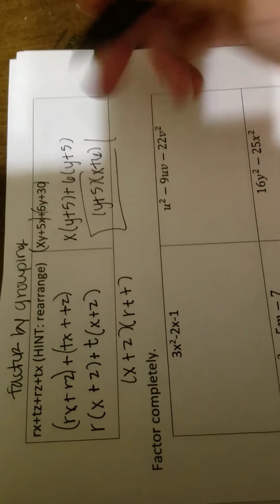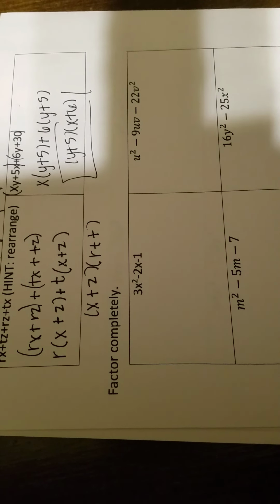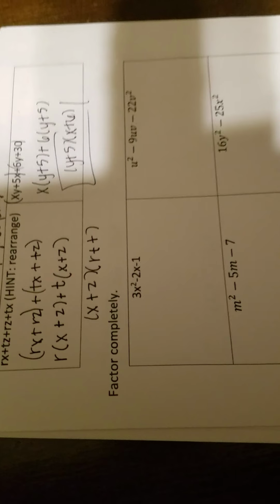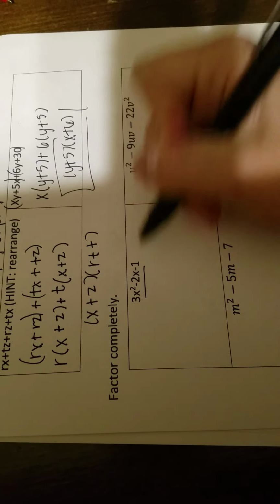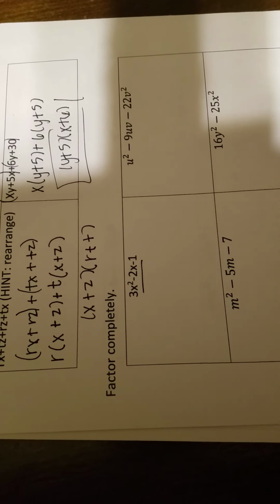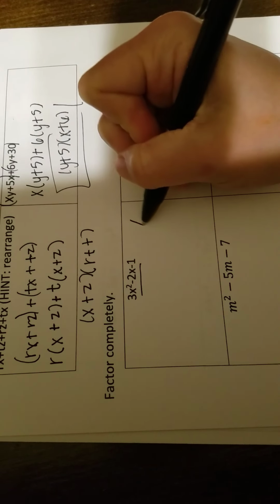The next set says factor completely. So we'll look for a GCF and then go from there, and you'll get to see some different varieties of factoring. Here we've got what's called a trinomial. It's got 3 parts. We always want to look for a GCF to make sure there isn't anything we can get out of all of them, and there isn't in this case. So then we've got to factor this.